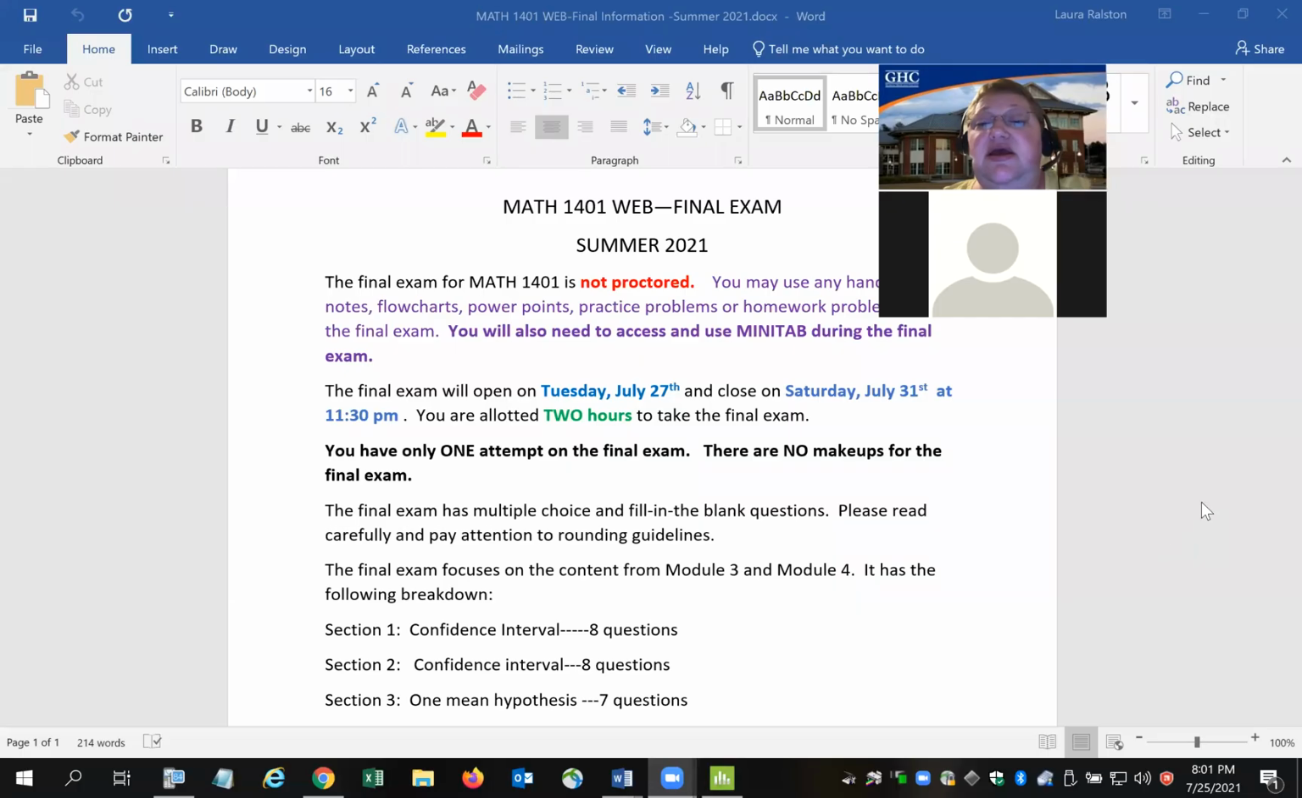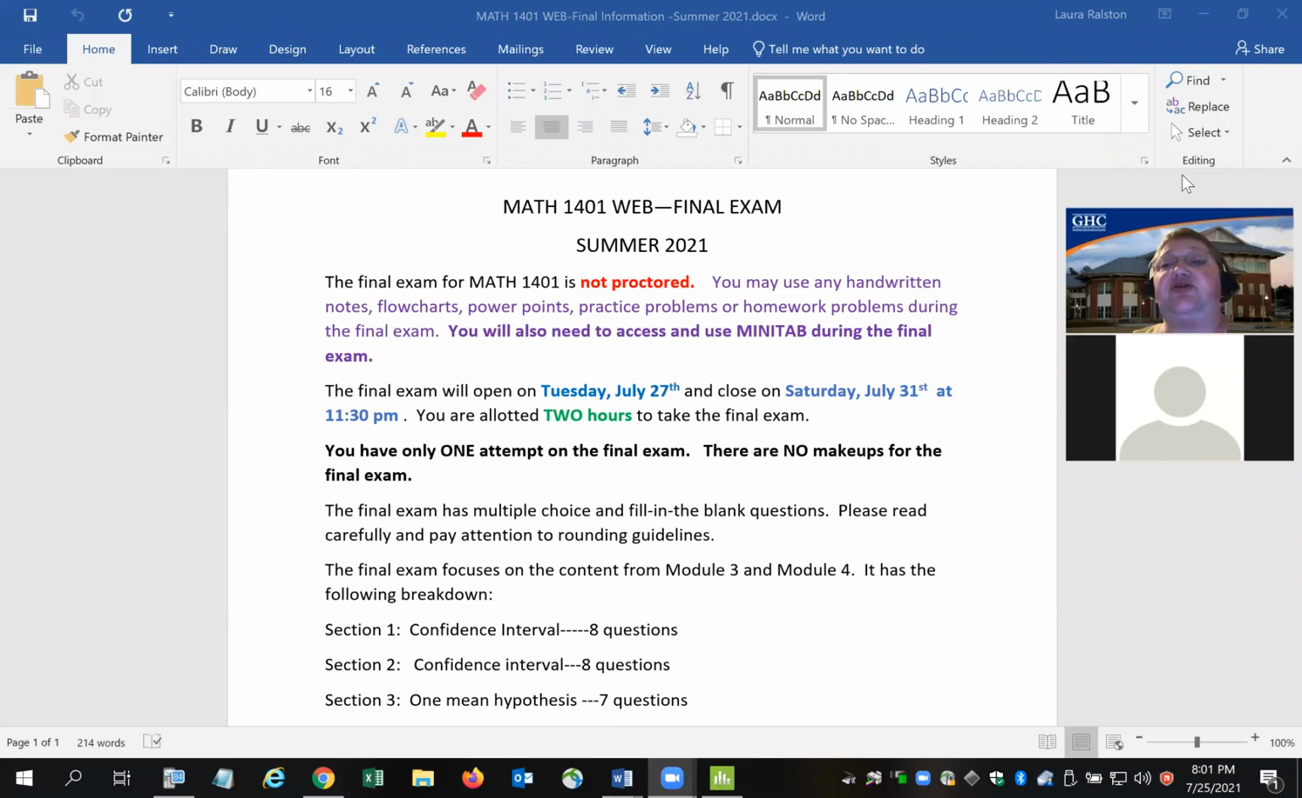But I want to start with a general overview of the final exam, not knowing whether or not you all have had the opportunity to look at it. So I am going to share my screen so you can see what I'm looking at. This document was in the announcements, I believe, under week 7. And it gives you some general information about the final exam.